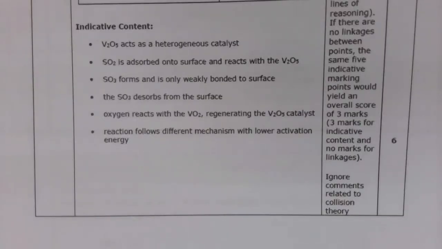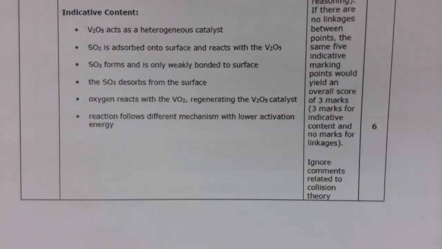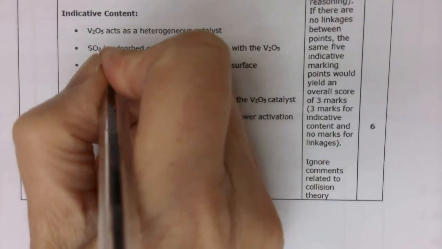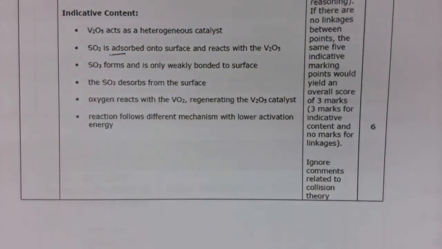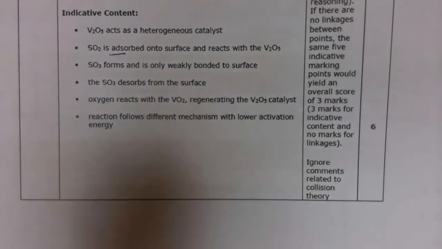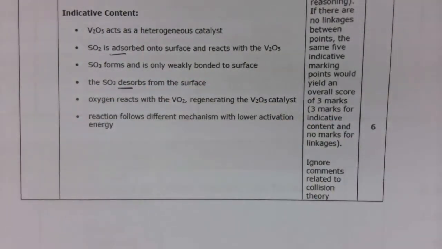So, as we said before, it's really important that you state the blindingly obvious. So the first mark is for actually just saying that the vanadium is acting as a heterogeneous catalyst. Then we go through the similar steps as to before. So the SO2 is adsorbed onto the surface where it can react with the V2O5. The SO3 that's formed is only weakly bonded from the surface, so it desorbs from the surface. So the oxygen can react, regenerating the V2O5 catalyst. So this reaction is following a different mechanism with a lower activation energy. Notice that the SO2 and the oxygen never react directly together.